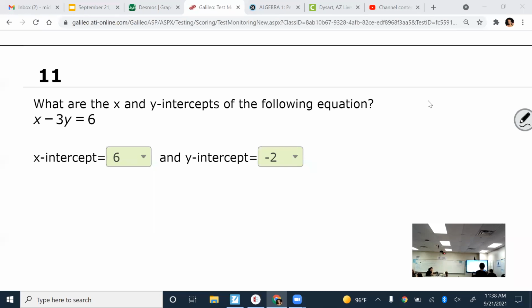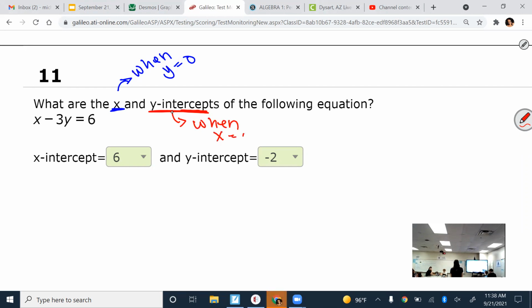All right, but number 11 is also asking about x and y intercepts. So same thing, here's how you solve. What does x-intercept mean? When y equals 0. What does y-intercept mean? When x equals 0. So that's all you have to do to solve.